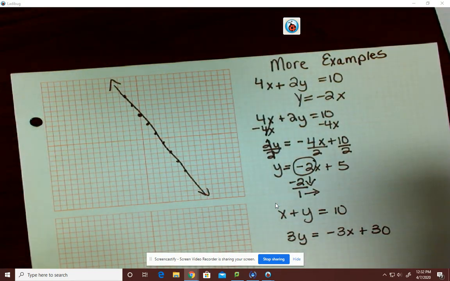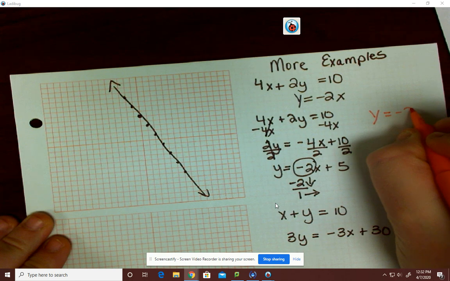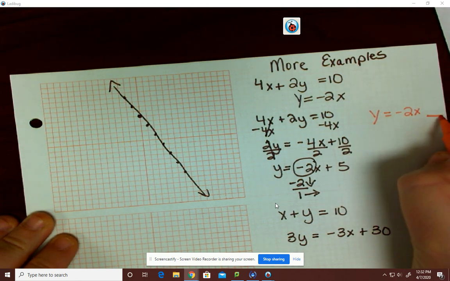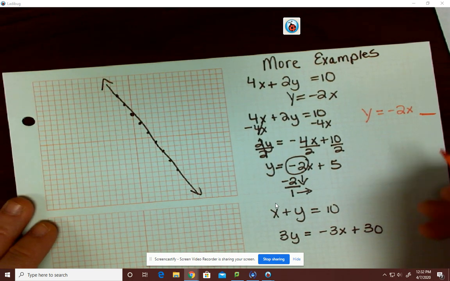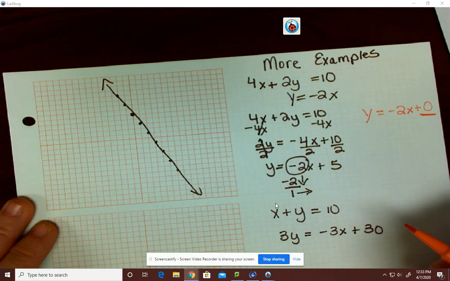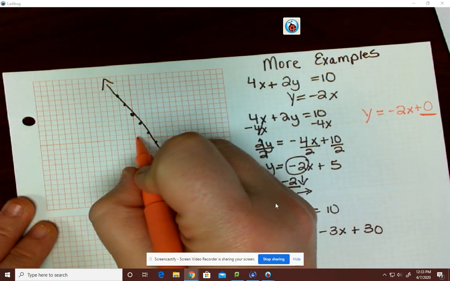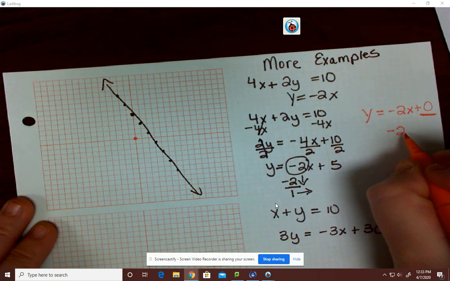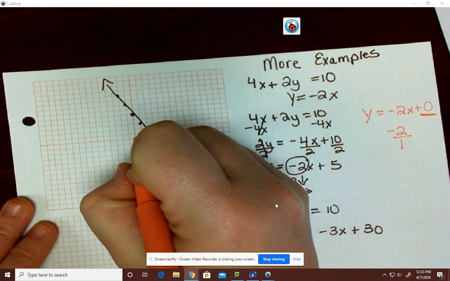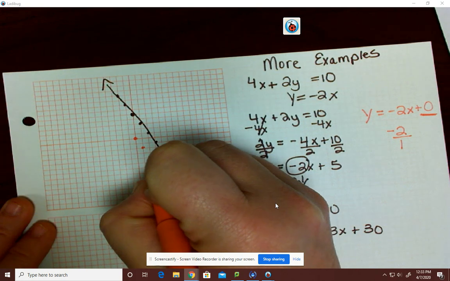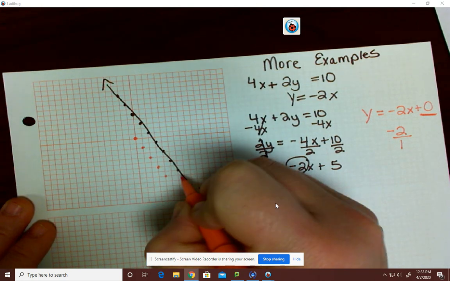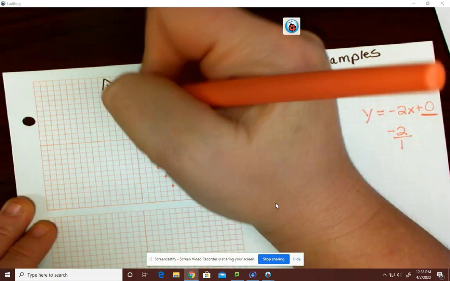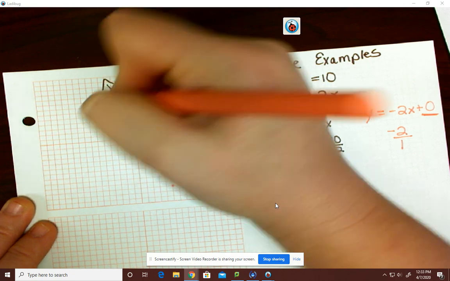Then the other one is already in slope-intercept form. If there's not a number over here, that's understood to be 0. So that's the same as like plus 0. So that means we start at 0, 0, the origin. And then the slope is negative 2 over 1. So from there I go down 2 and over 1. I can go up 2 and left 1. Put some points this way.